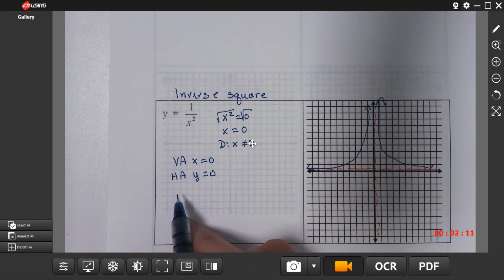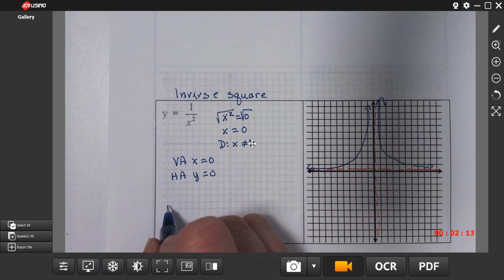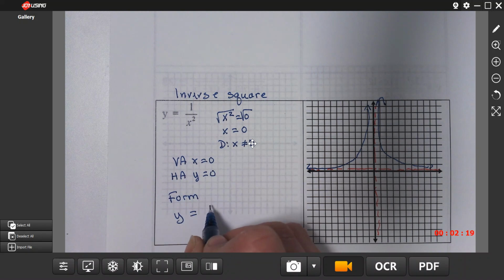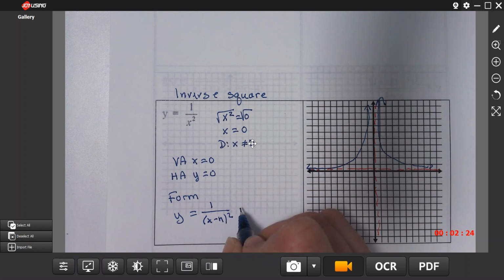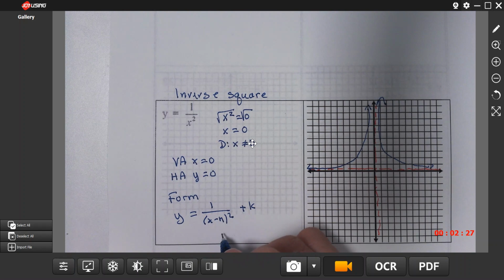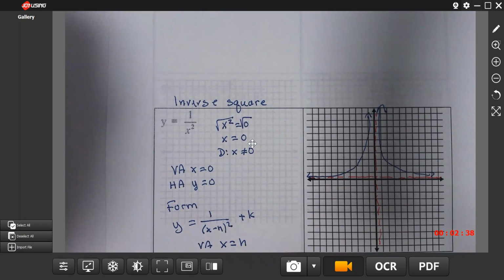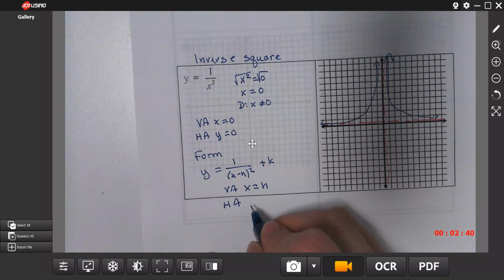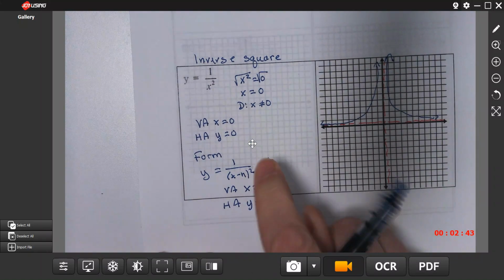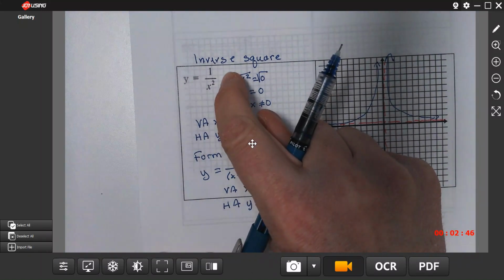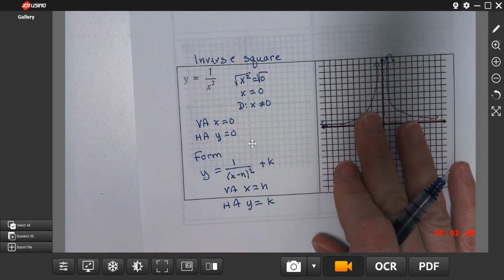So how are we going to know what the horizontal and vertical asymptotes are when it's more complex? So if you have something of the form y equals 1 over x minus h squared plus k, x equals h, just like before, is the vertical asymptote, and the horizontal asymptote is y equals k, which in this case there wasn't anything added, so it was 0. So that's the general shape.